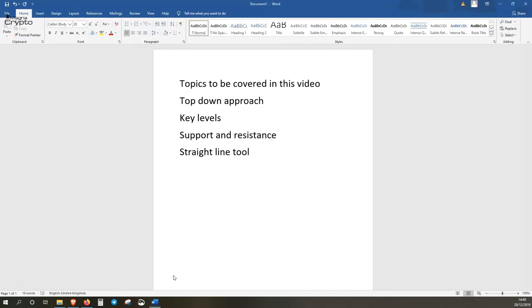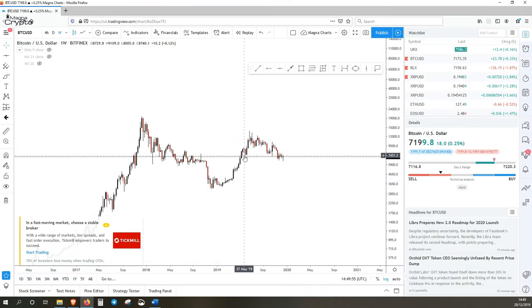What we'll be covering today is a very common method called a top-down approach. Using the top-down approach, we'll be looking at key levels, and some of these key levels relate to what is called support and resistance, and we'll be using a straight line tool to mark out these points. So let's get started. A top-down approach is very straightforward, as you might guess. It means that you start from the top and work your way down.